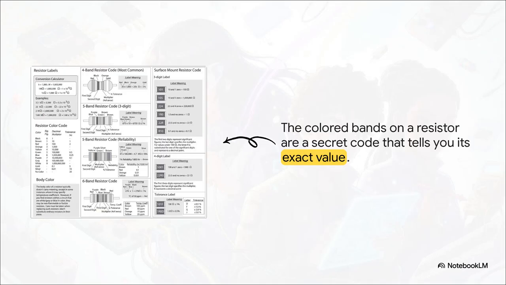So how do you know what a resistor's value is? Well, here's the cool part. You don't need a magnifying glass to read tiny print, you just have to crack its color code. These colored bands are a universal system that lets you instantly know a component's exact resistance. It's an incredibly smart design that lets you see everything you need with just a glance.